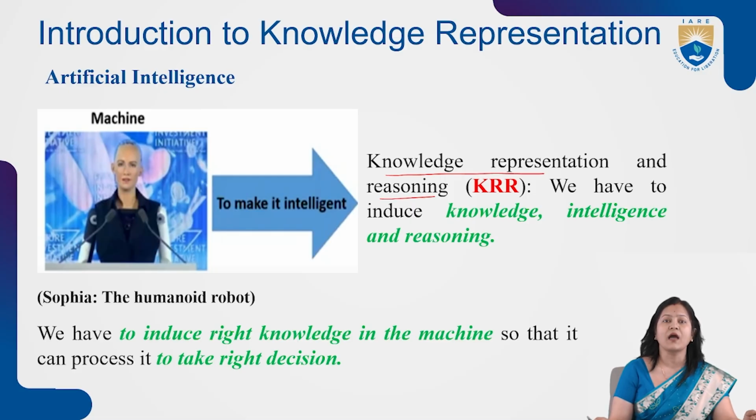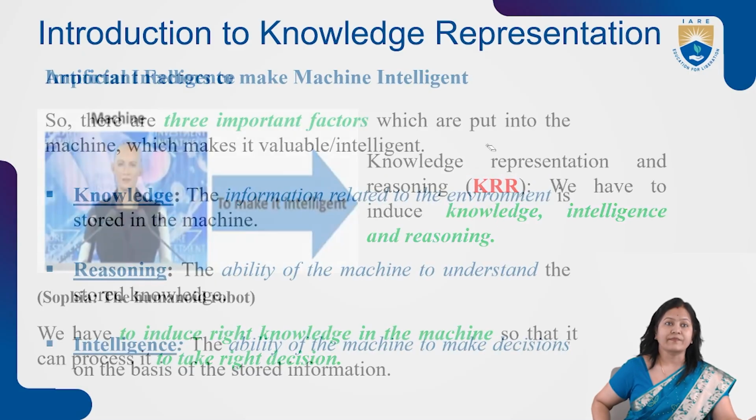For this purpose we have to include three things. One is the knowledge, second is the intelligence, and third is the reasoning. So we have to induce the right knowledge inside the machine so that it can process it to take the right decision. As we know, if we write the correct program, definitely it will give the correct output. The same thing, if we give the right information to the machine, the machine can take the right decision also. Suppose we do not teach the students perfectly, they may make mistakes. That is why we have to induce the right knowledge in the machine so that it can take the right decision at the right time.